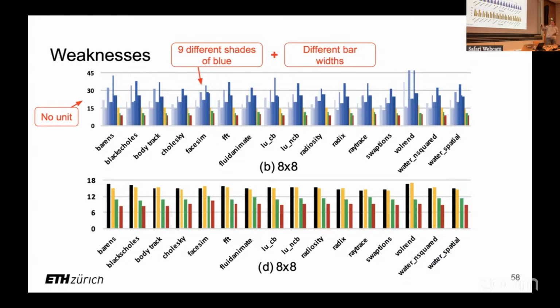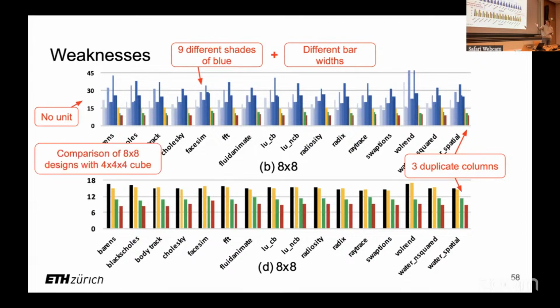And then if you look at the bottom graph, you'll see the 2 columns here on the right? Yellow, green, and red. They're actually duplicates of the ones you already see above. And the only additional info you get in the graph below is this black one, right? And the black one is actually a 4 by 4 by 4 cube design. Now, this doesn't even have the same number of cores as an 8 by 8 grid. And so I don't even know if this is a fair comparison.